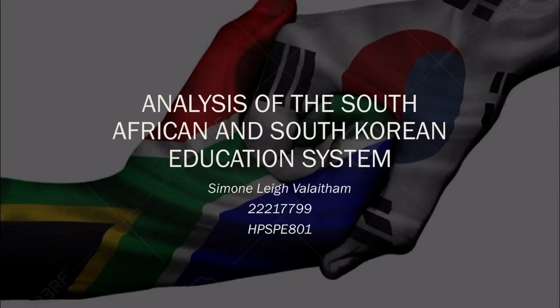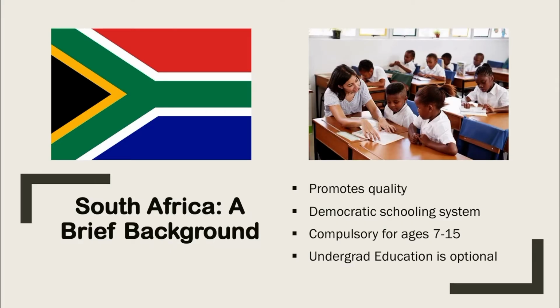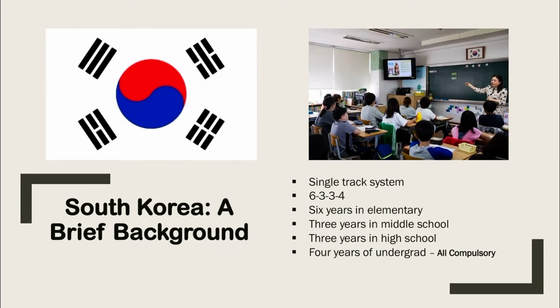This is a presentation of the analysis of the South African and South Korean education system. The South African Schools Act of 1996 promotes quality and democratic governance in the school system and makes schooling compulsory for children aged 7 to 15. The Korean education system is a single-track system which operates on 6-3-3-4: 6 years of elementary, 3 years in middle school, 3 years in high school, and 4 years as an undergrad.